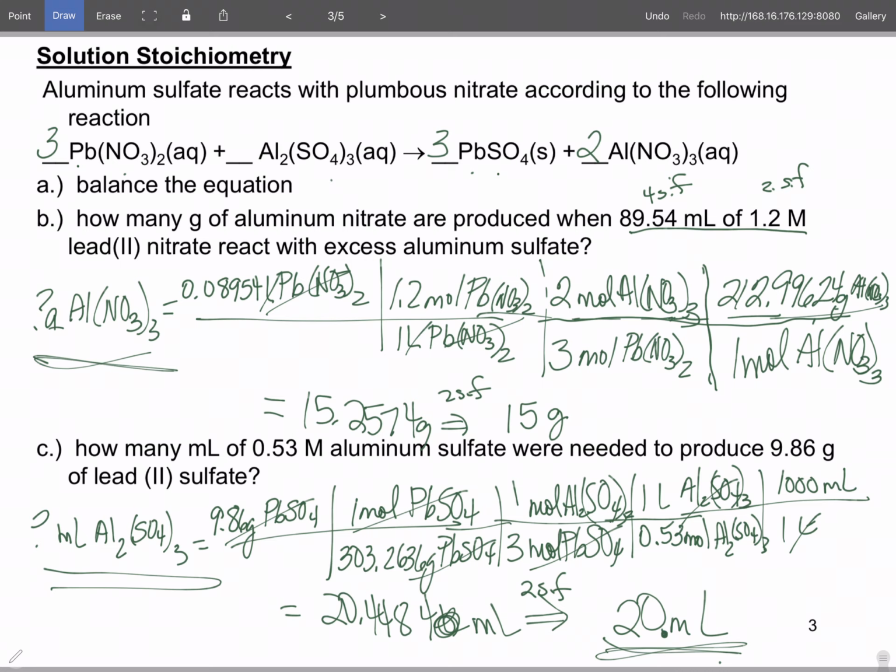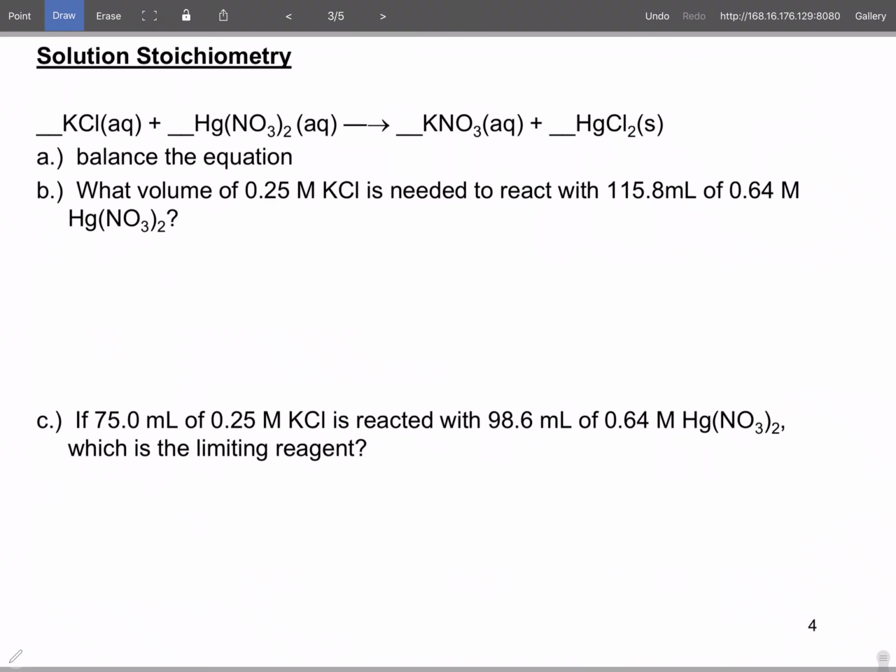On that one, I was looking forward to not having to do any molecular weights, but oh well. So let's look at this one here. This is solution stoichiometry: balance the equation, what volume is needed to react with that many milliliters. On this one, it looks like I don't have any grams.